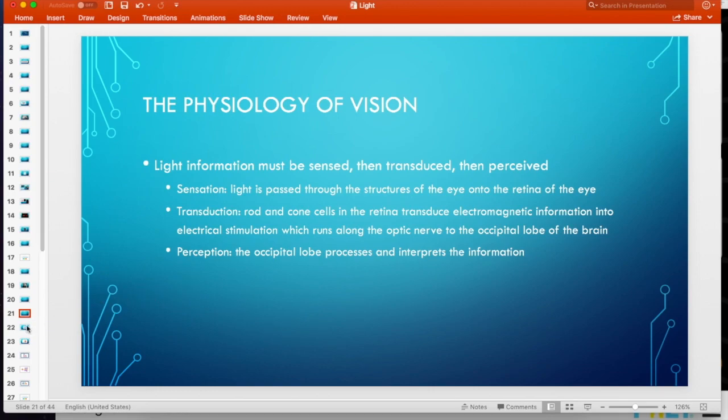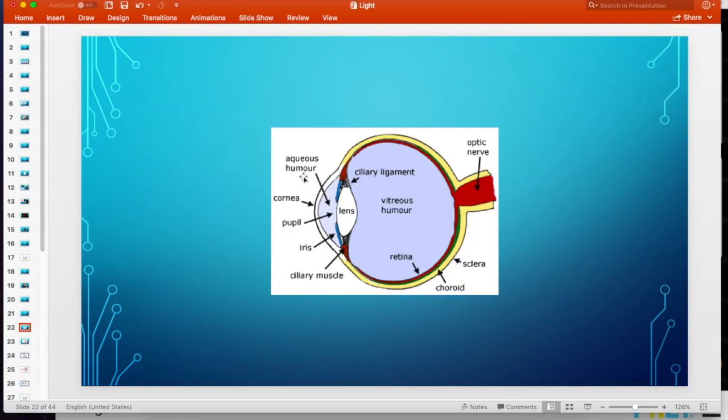Just like we had a diagram of the ear, let's study a diagram of the eye. This is as if you had an eye and you kind of sliced it vertically and you're looking in. So we're looking into the side of the eye. Here's the front of the eye, obviously. Here's the back of the eye. You can see there's the optic nerve.